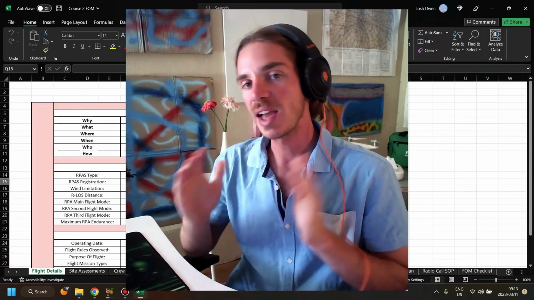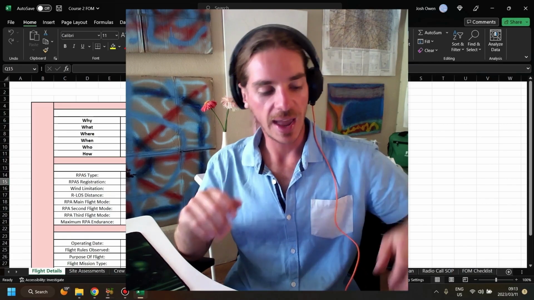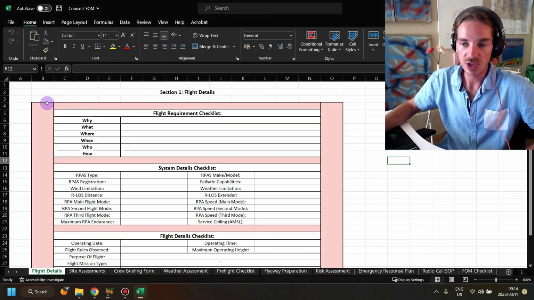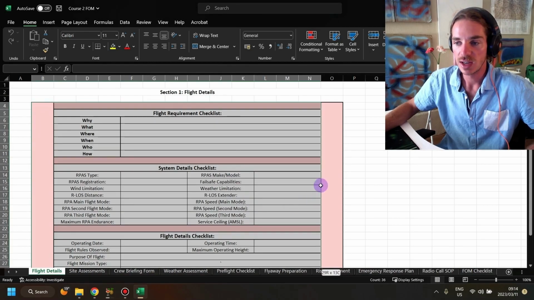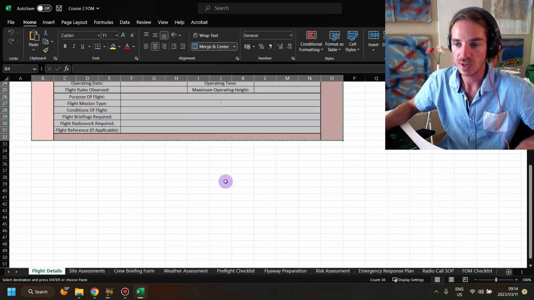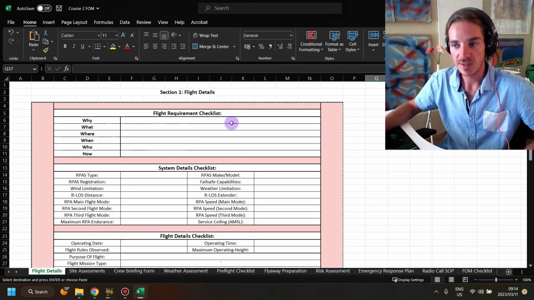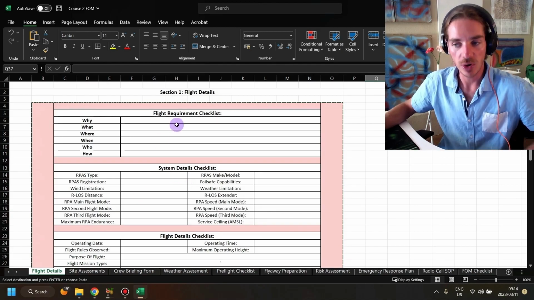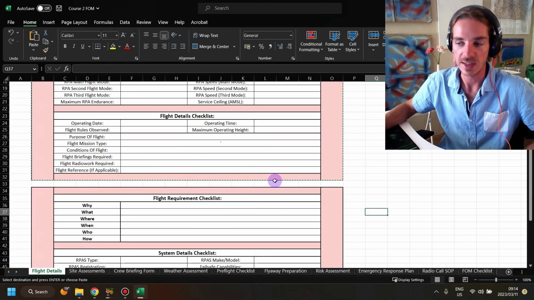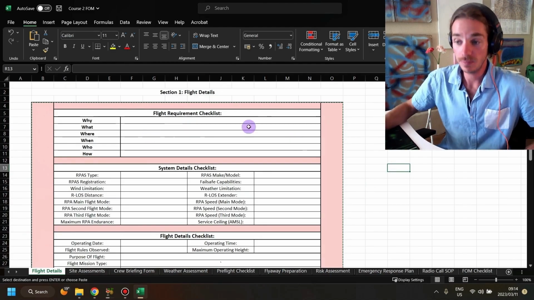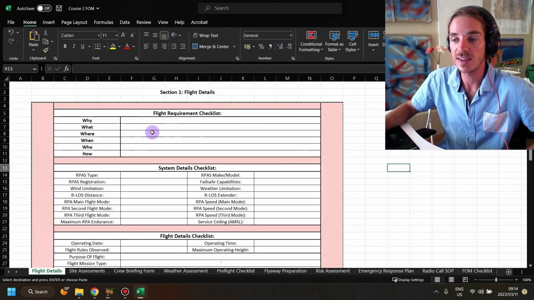Alright, now that we've got all of that stuff out of the way, I'm going to go ahead and begin the lesson. So the first thing I'm going to do is, because I've got two separate RPAs that I'm going to be using, specifically because this is flight details, I'm going to be making a second one of these. Alright, so this is section 1A, which means section 1 flight details, a flight requirement checklist.